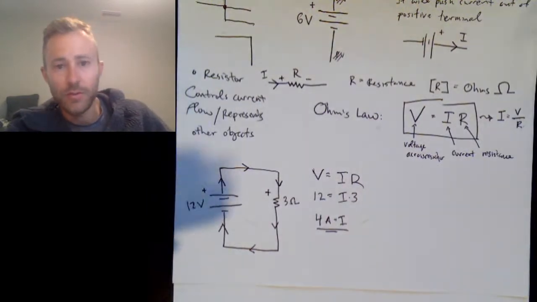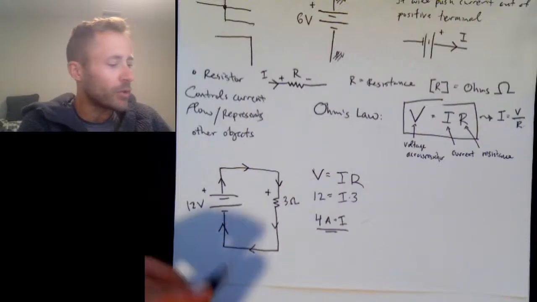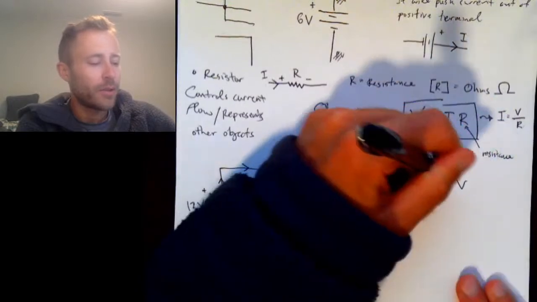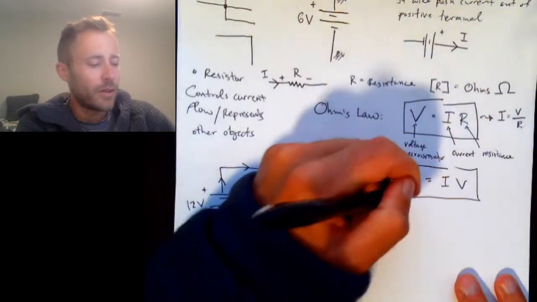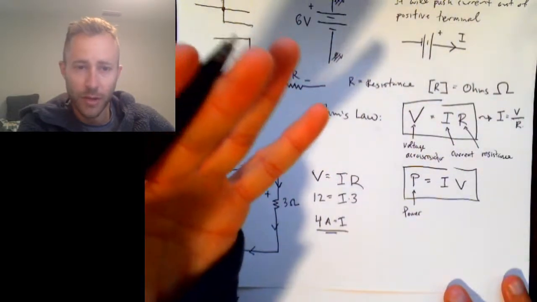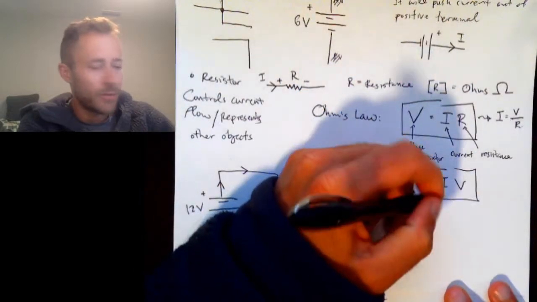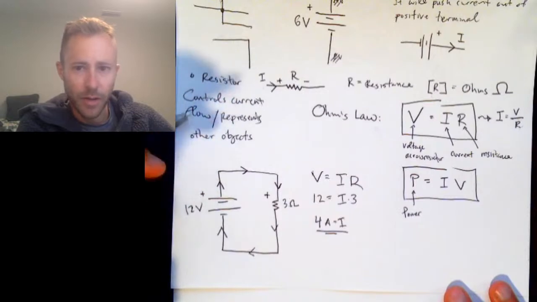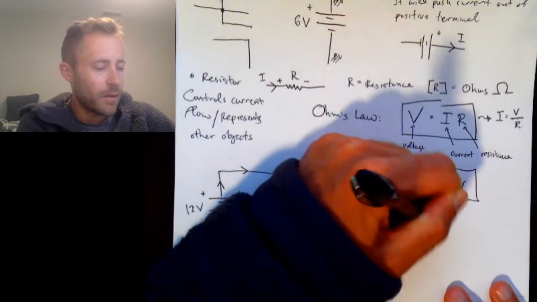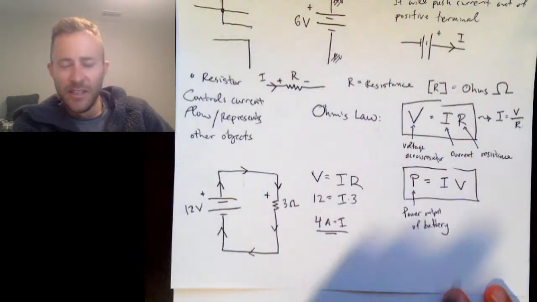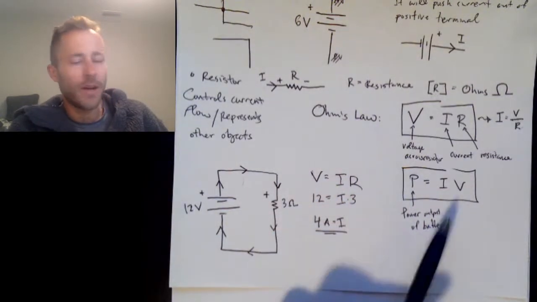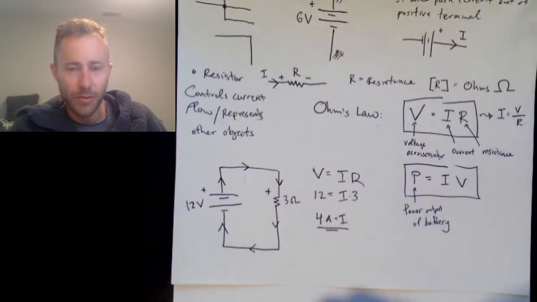There's another useful equation, which is for the power output of the battery. And that equation is, so this is the power. Remember, power is joules per second, energy per time. So it's the rate at which energy is leaving the battery. And it's equal to the current output by the battery times the voltage that the battery provides.